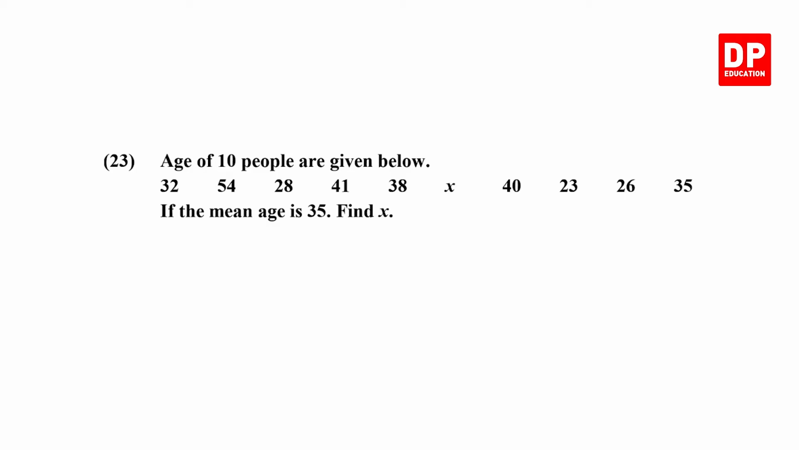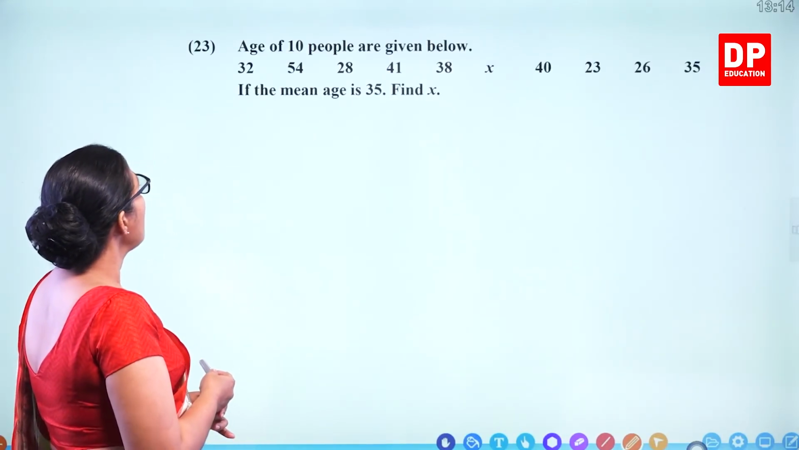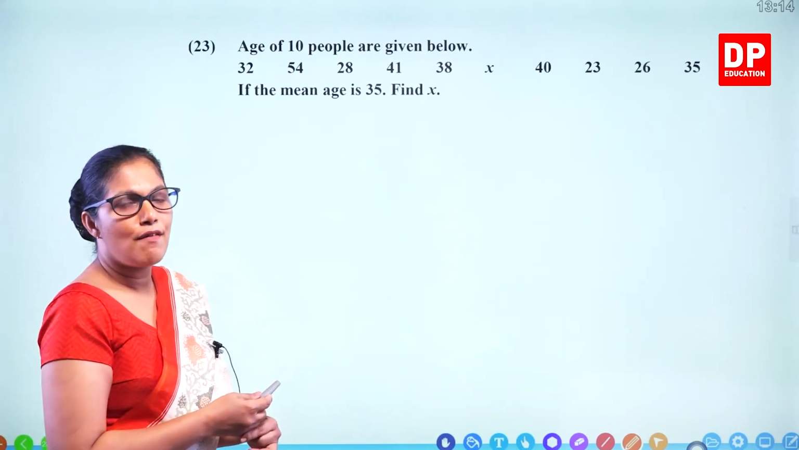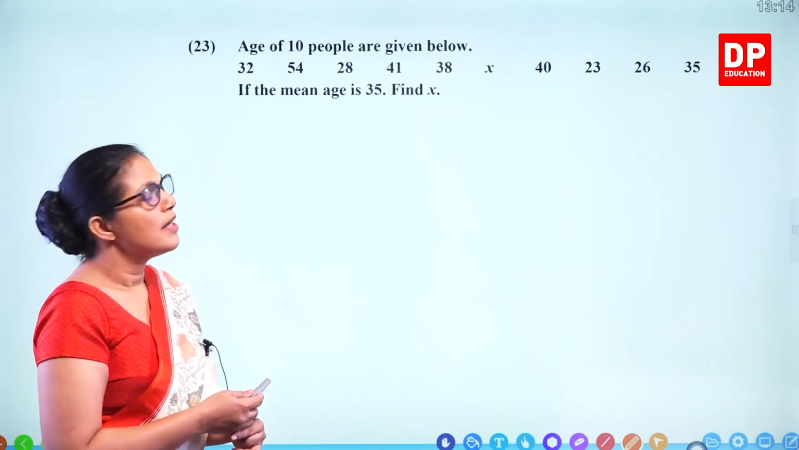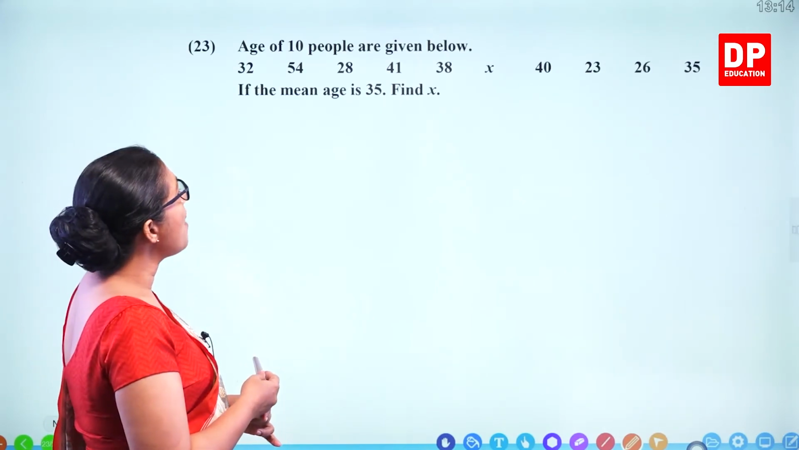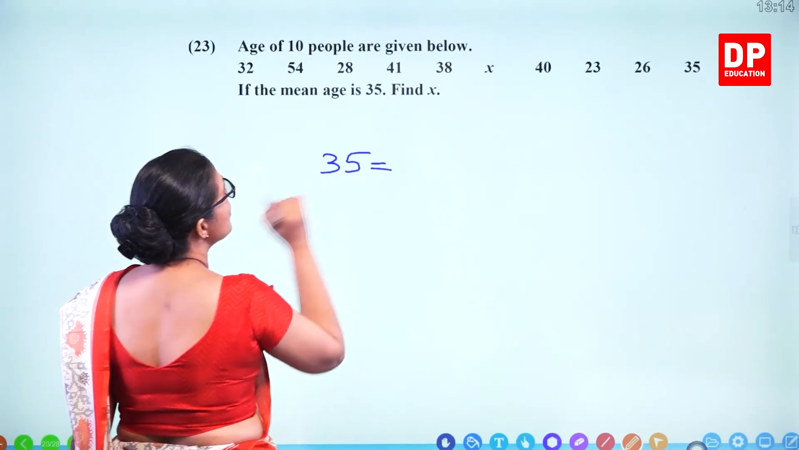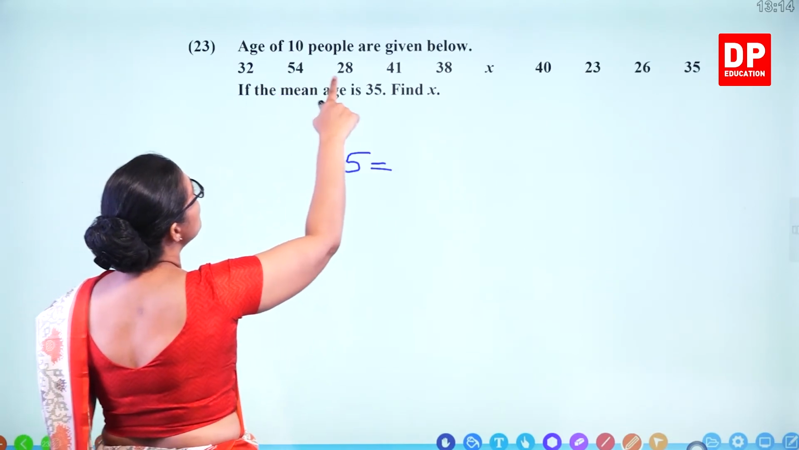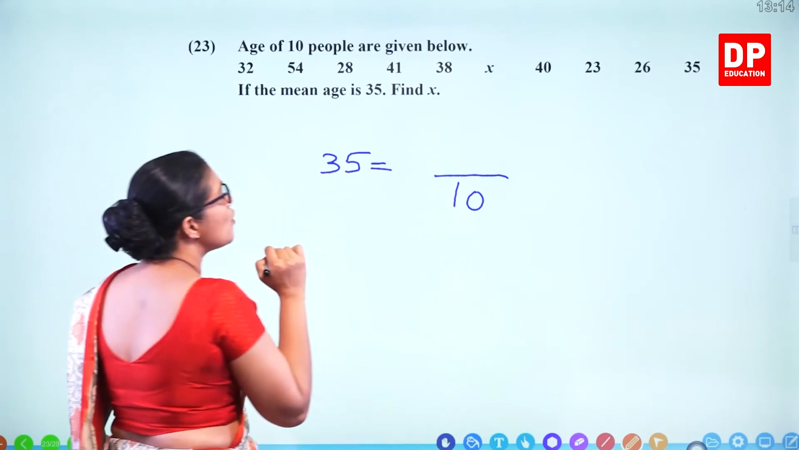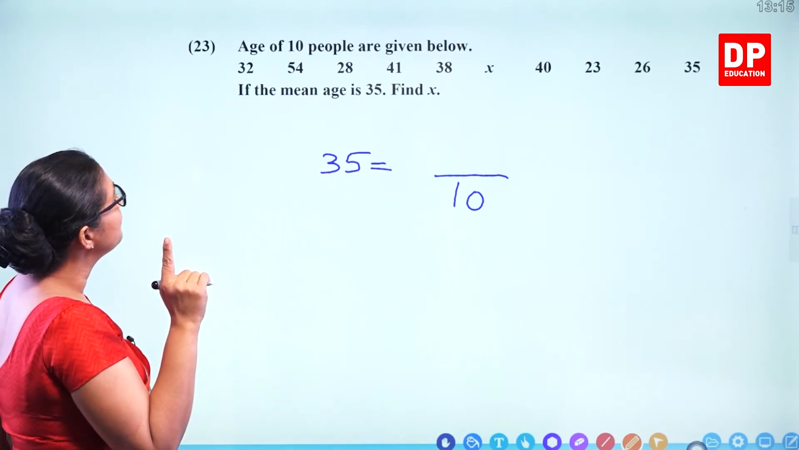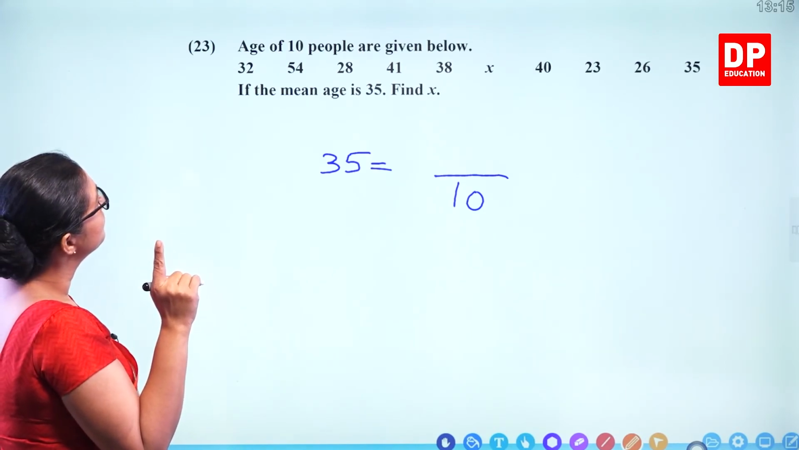Question number 23. Ages of 10 people are given below. If the mean age is 35, find x. So how do you find the mean age? Add everything, divide by the number of terms. So mean 35 is equal to the total over 10 terms, so 10 is the denominator. The total. Do we have a pattern? We don't have a pattern.